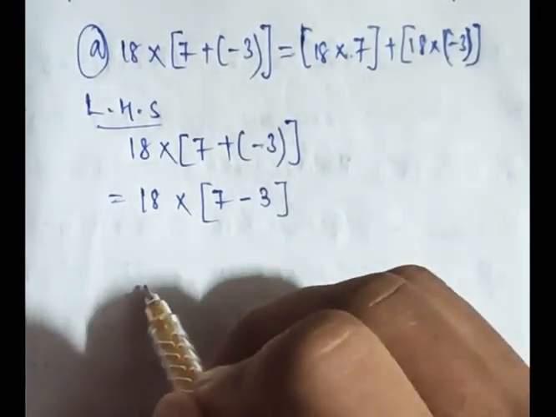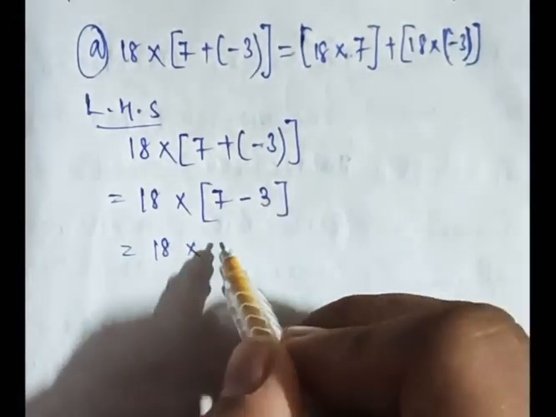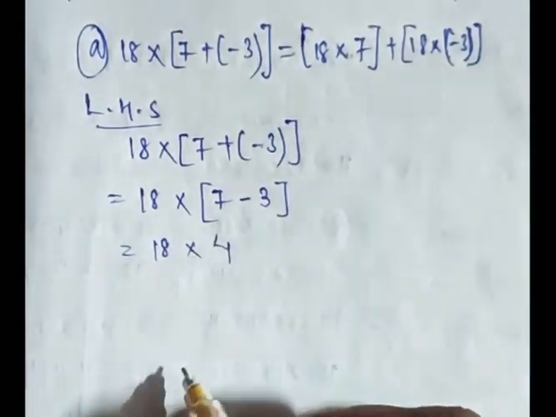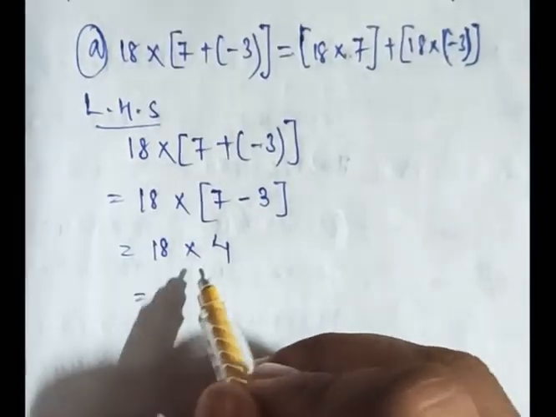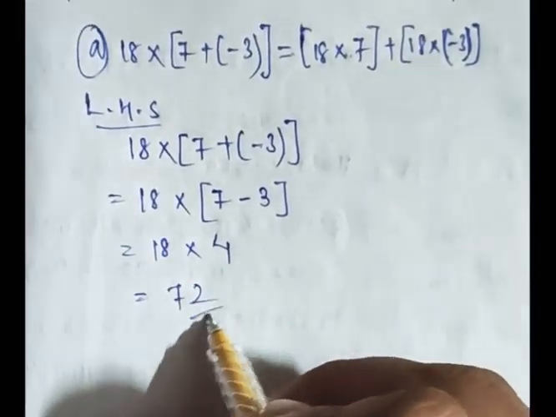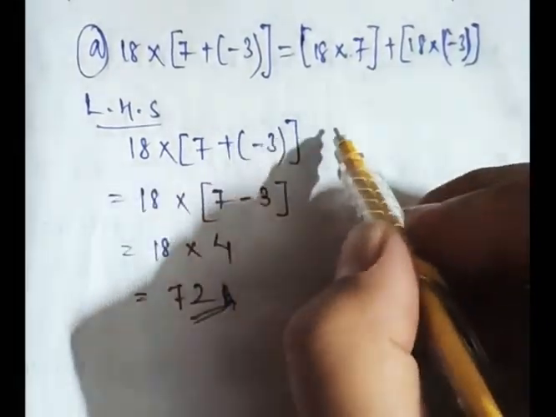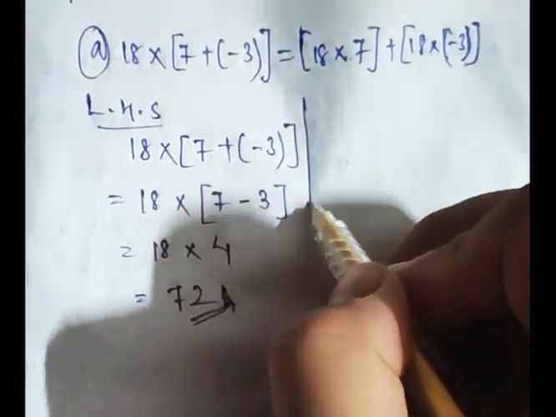So it will be inside the bracket, right? So 18 into 7 minus 3 is what? 4, right? So 18 into 4 is, what is it? 4, 5, 6, 7. 72. Your LHS is 72. Now we will try to solve for RHS.